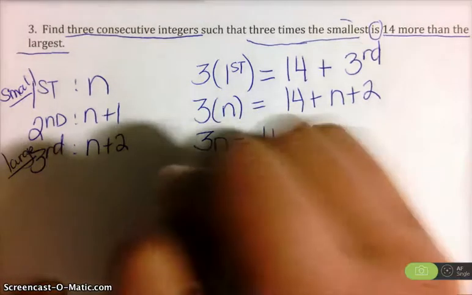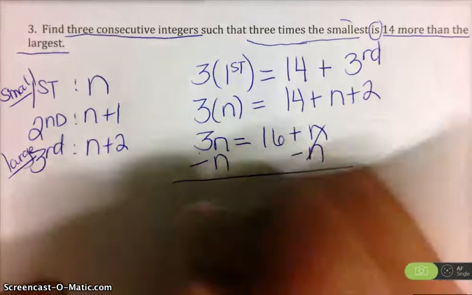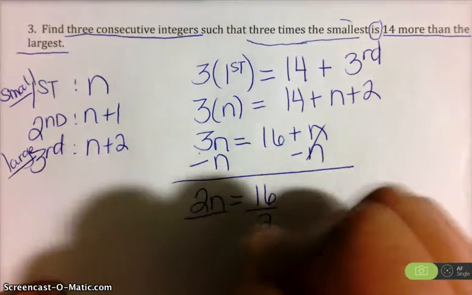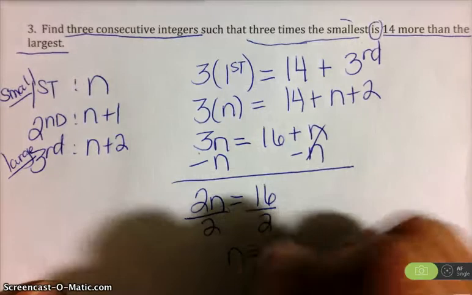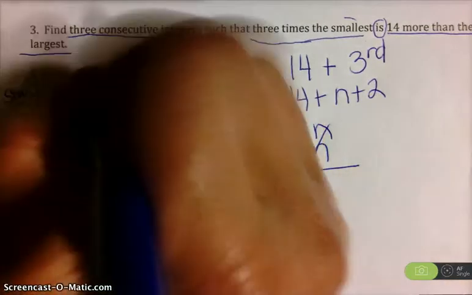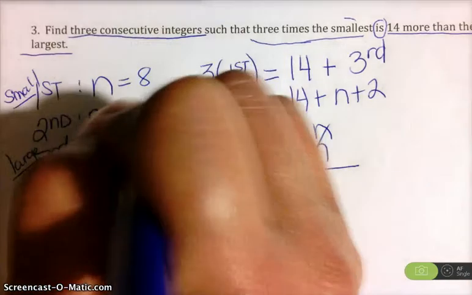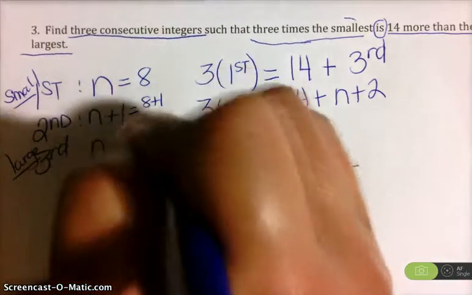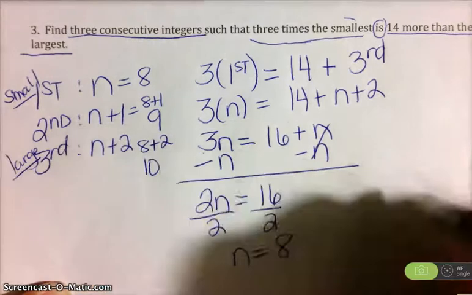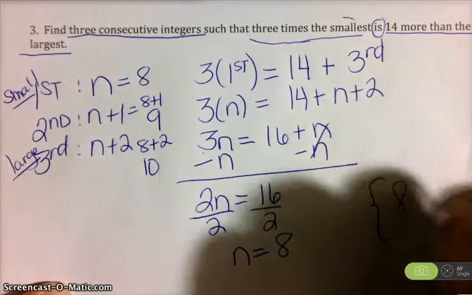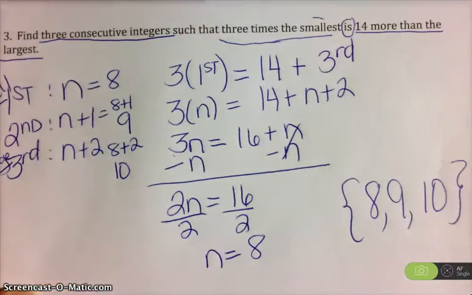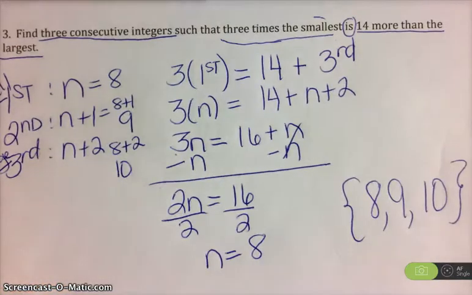We're going to use that subtraction property again to isolate the variable. 2n equals 16. Divide by 2. And I get n equals 8. Now the problem says to find the 3 integers. So the first one is 8. The second one is going to be 8 plus 1, which is 9. The third one is going to be 8 plus 2, which is 10. So those 3 integers are 8, 9, and 10. Those are your 3 integers.